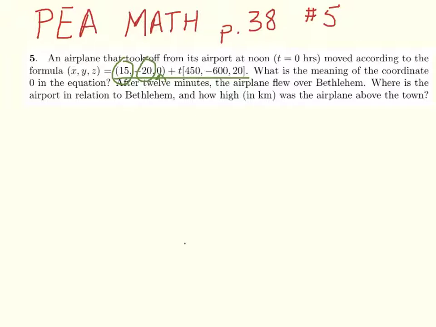So that's the idea. Then the question was, after 12 minutes, the airplane flew over Bethlehem. So the airplane's going to fly over Bethlehem in 12 minutes. Where is the airport in relation to Bethlehem? So how are we going to figure that out? Does that have something to do with that vector? It does have something to do with this vector. We have this vector that we're adding to our starting point with the airport, right?